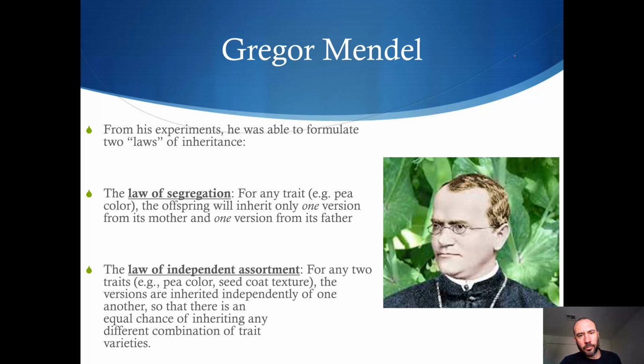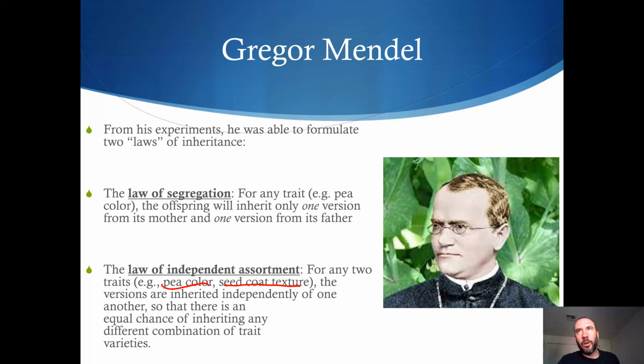Then he also came up with the law of independent assortment, which means that if you take any two different traits, such as pea color and seed coat texture, so smooth or wrinkly, those are inherited independently of one another. So in other words, you could have a green smooth pea or you could have a green wrinkly pea. You could have a yellow smooth pea or you could have a yellow wrinkly pea, okay?